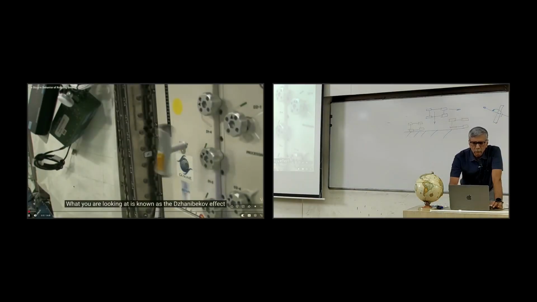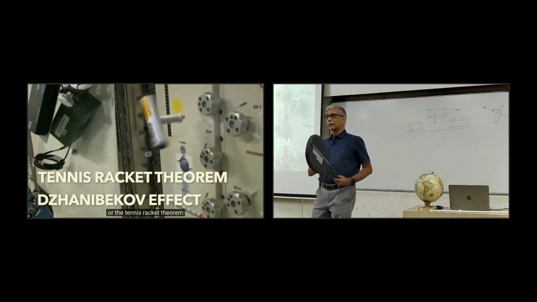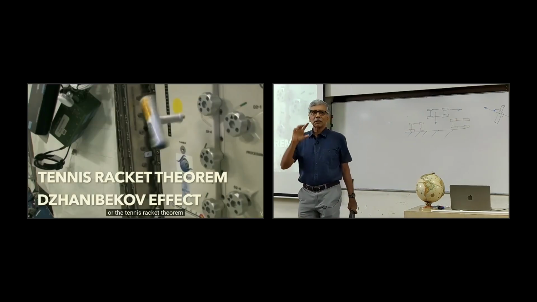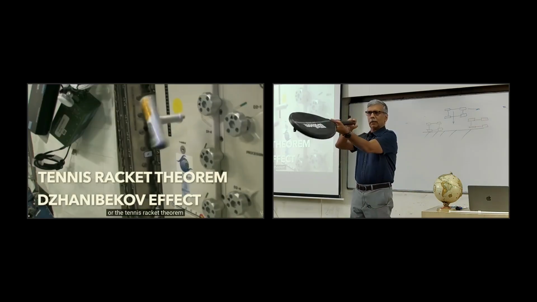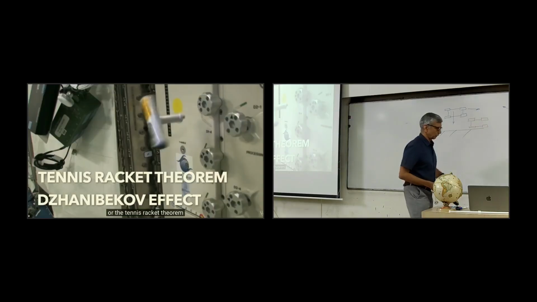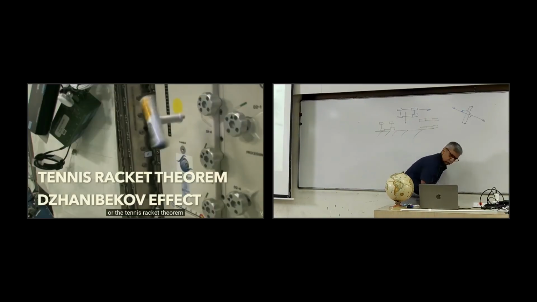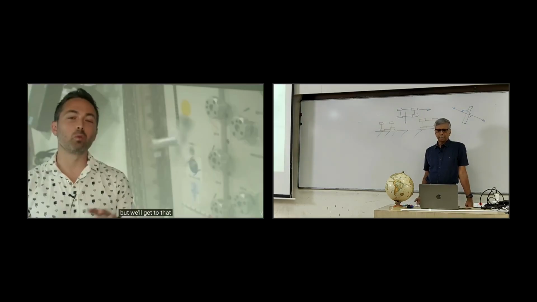What you are looking at is known as the Janibekov effect, or the tennis racket theorem. Okay, what's happening there? Just watch it very carefully. This is on a spacecraft. He's opened a rivet, and the minute it comes out, it's spinning, but it flips. So it's spinning like this, then suddenly it flips. Just watch that. It's also called the intermediate axis theorem, but we'll get to that.